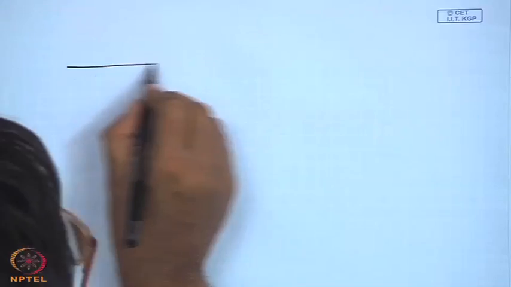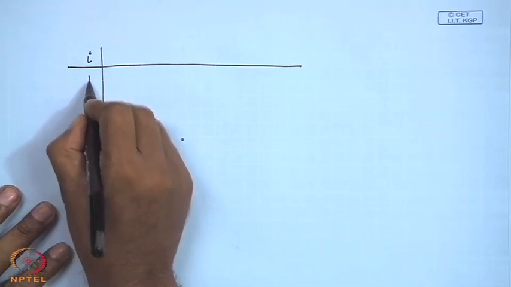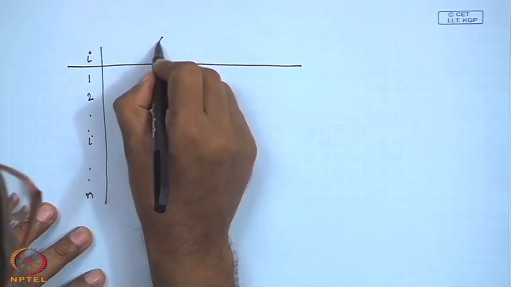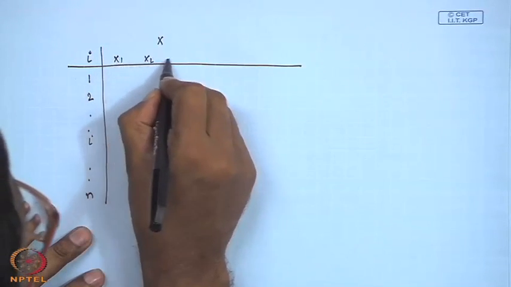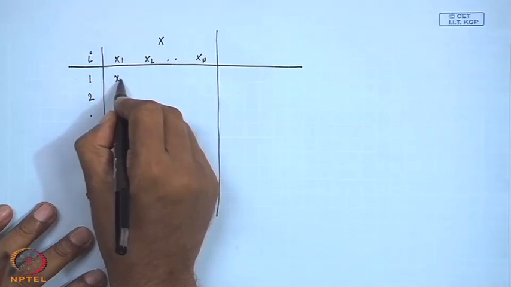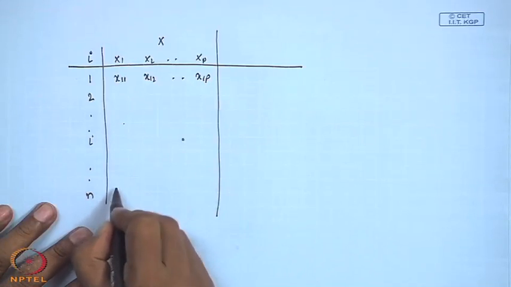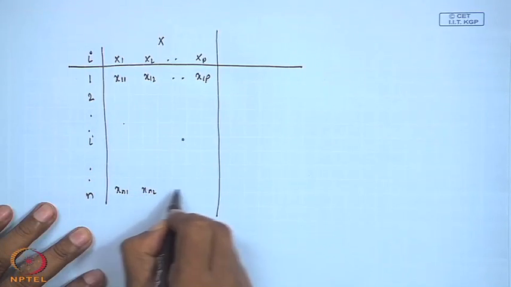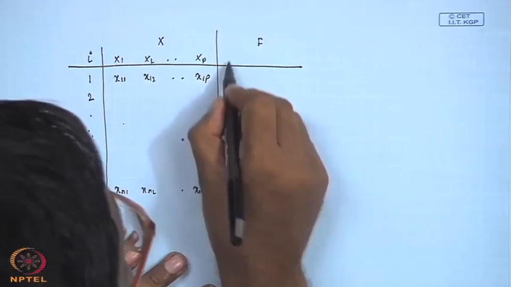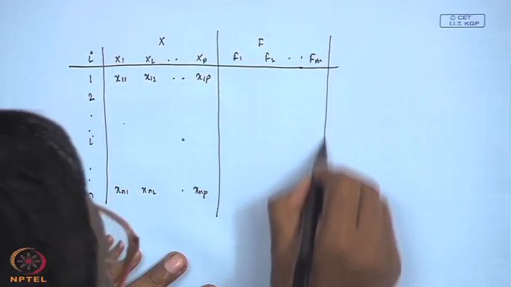So, pictorially we can write like this: you have collected n number of data points and you have x1, x2 to xp number of variables, or manifest variables. For every one you have collected the data, and you have created factors with this data set FM.